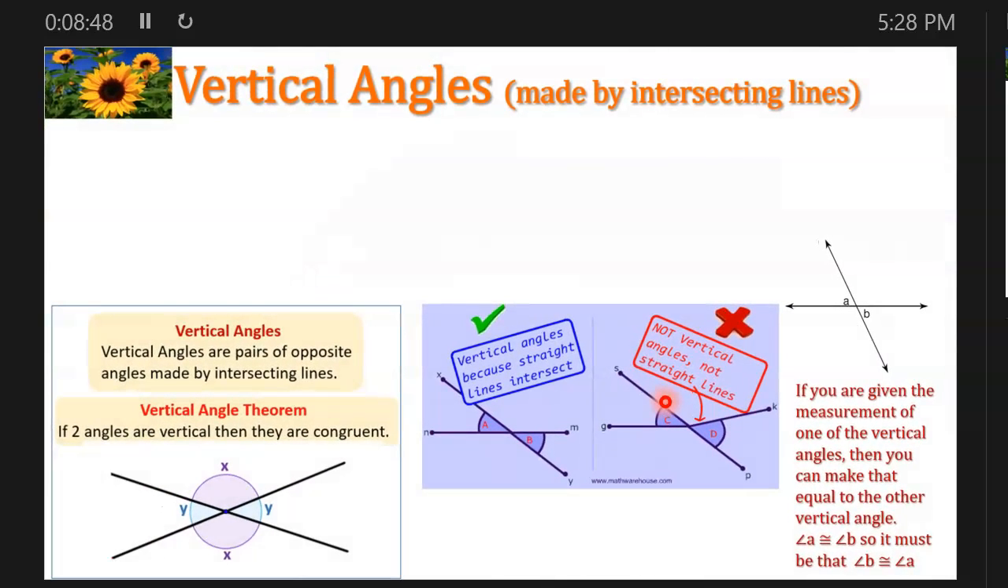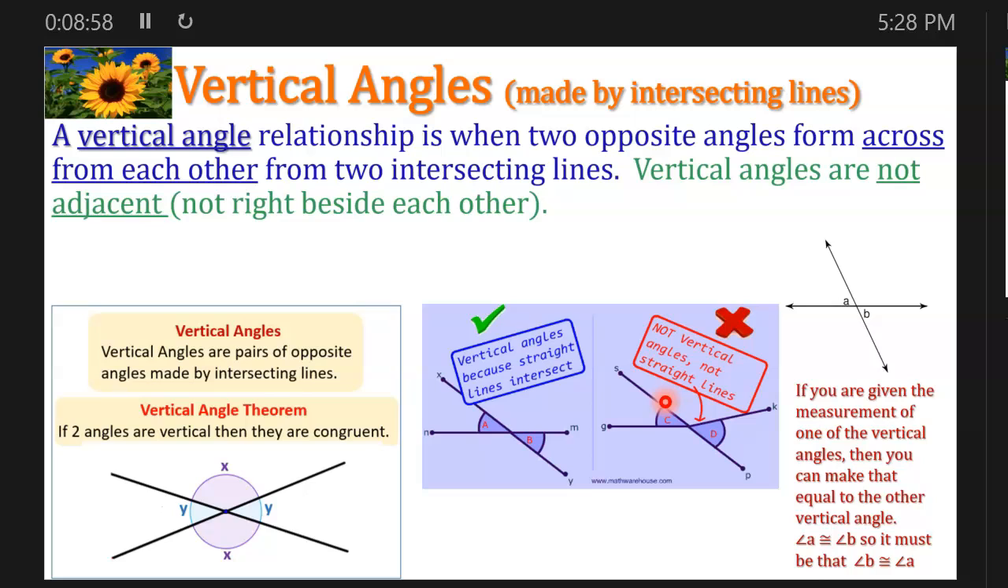Okay, so vertical angles, again, this is in the supplementary angle and vertical angle video. So if you haven't checked that out, go ahead and check that out after this one. A vertical angle relationship is when 2 opposite angles form across from each other from 2 intersecting lines. Vertical angles are not adjacent, so they will not be adjacent. X cannot be adjacent to this X over here. Yes, they do share the vertex point, but they do not share a side.